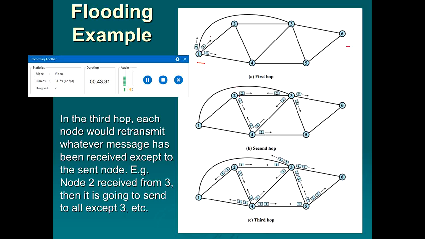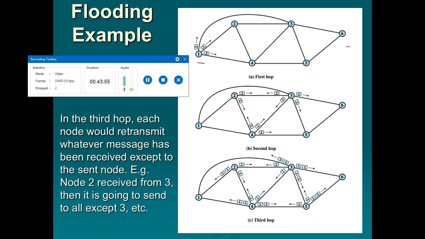Now in the second hop, node 2 receives a copy, node 4 receives a copy, and node 3 receives a copy. So now node 2 will send the copy to node 3 and node 4, and it will not send a copy to node 1. Nodes will not send a copy to the link from where a copy is received. Rather, they will send the packet to the other nodes.